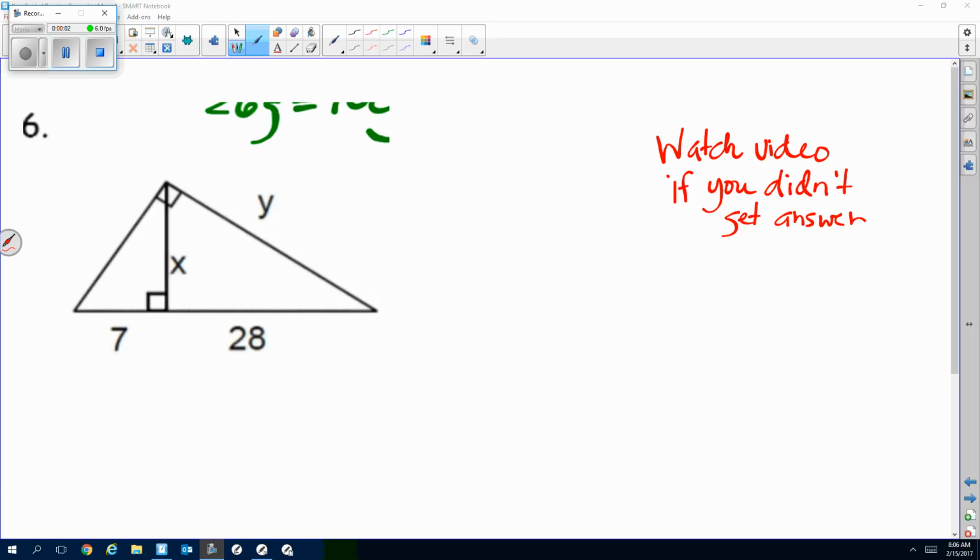Okay, for number 6, we're trying to find x, which is the altitude. Whenever we're trying to find the altitude, it's easy if you just remember heartbeat. So that means my setup would be 7 over x equals x over 28.